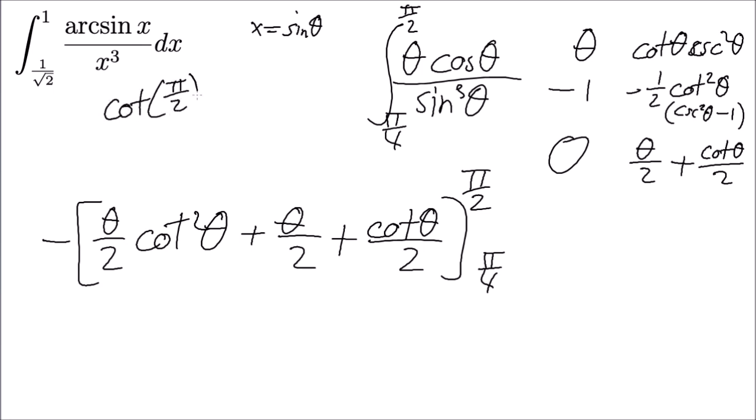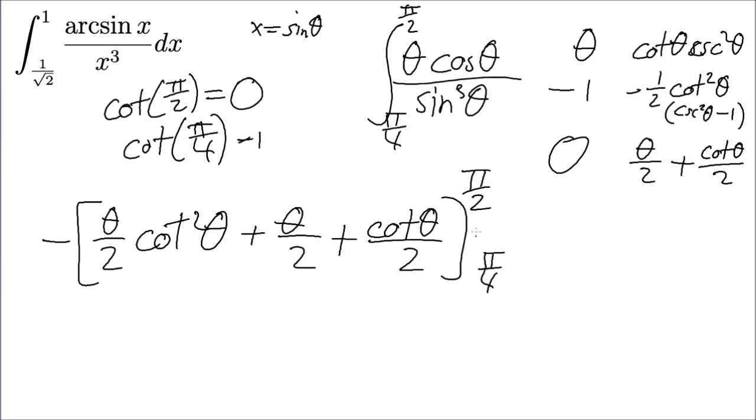I want to make a note here. Cotangent of pi over 2. That's what? Sine. Oh, wait a minute. That's 0. That's all 0. Okay, so pi over 4. Wait a minute. Is it really 0? Oh no, yeah, it is 0. Okay, and then pi over 4, that's just 1.